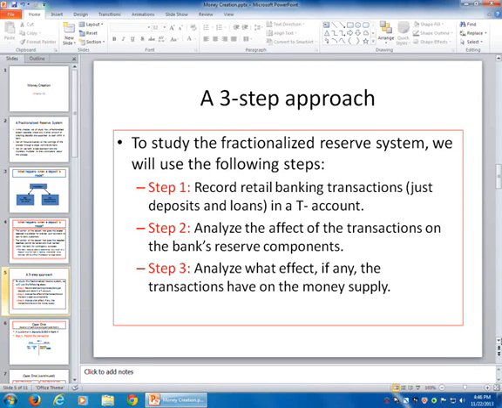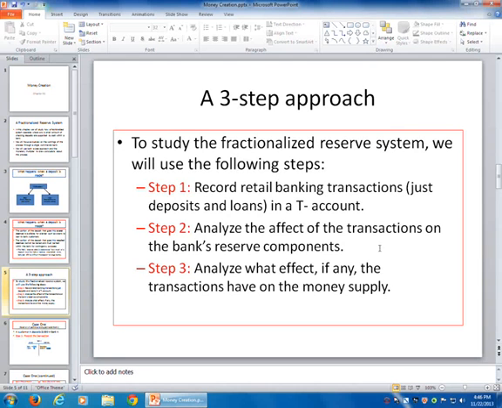And in those instances where the money supply gets bigger, the lender, such as a bank, has in effect created money. So I organized a three-step process to walk through studying the fractional reserve system. The first thing we'll do is take some retail bank transactions, strictly a deposit or when the bank makes a loan, and record that in something called a T account. A T account is just an accounting tool to track deposit activity and loaning activity within a bank.